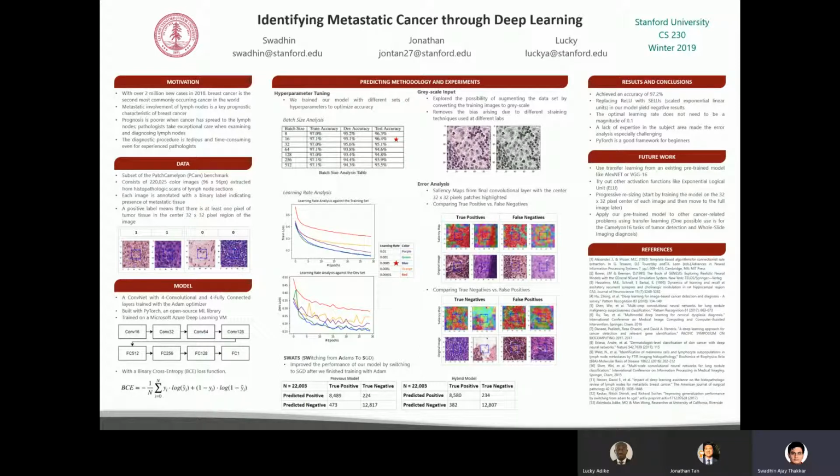For future work, we would like to use pre-trained models like AlexNet and VGG16, which have been trained on ImageNet. We can use activation functions like ELU, exponential linear unit, and use some scaling techniques like progressive resizing for increasing our test accuracy.